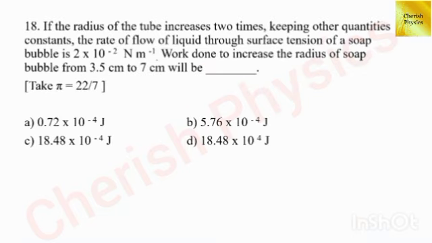18th question. The surface tension of a soap bubble is 2 into 10 to the power minus 2 Newton per meter. Work done to increase the radius of soap bubble from 3.5 cm to 7 cm will be dash. The answer is option C, 18.48 into 10 to the power minus 4 joule. Let us see the solution.